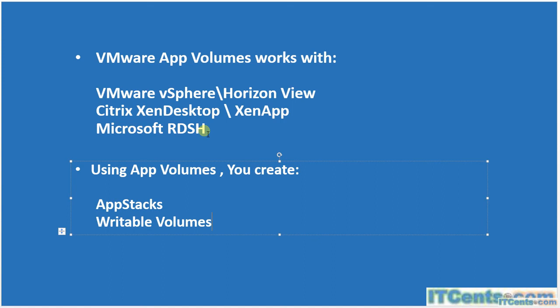When you use App Volumes, you create AppStacks, which are read-only containers that contain the applications you install. AppStacks are nothing but a VMDK, which contains all your installed applications, but they are read-only. That means if a user installs any other application by himself in addition to those assigned through AppStacks, that application will not be written to that AppStack VMDK. It will be written somewhere else.